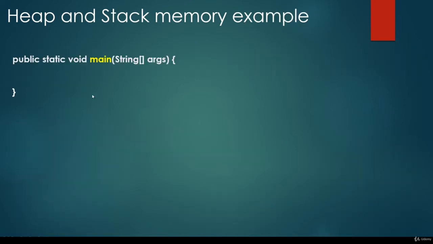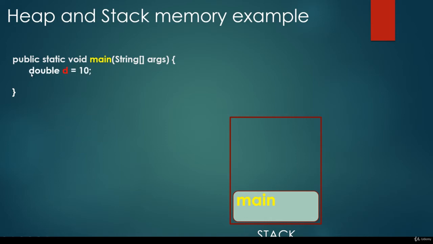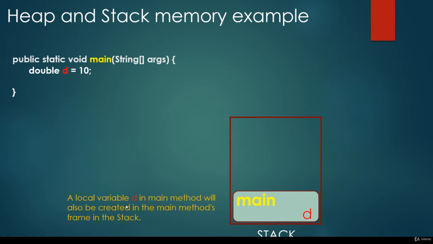Okay, so let's take a look at a concrete example. Every single application starts with the main method. Because it is a method call, it's going to be inserted into the stack memory automatically. So in the stack, a frame will be created for the main method. And if we create a given variable, for example a double d with value 10, then this local variable d in the main method will also be created in the main method's frame on the stack memory. So that's why the main method has a local variable d.